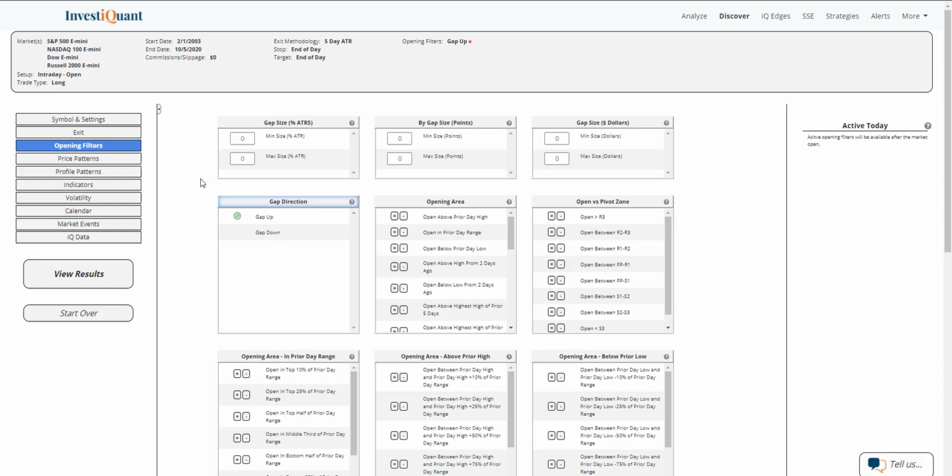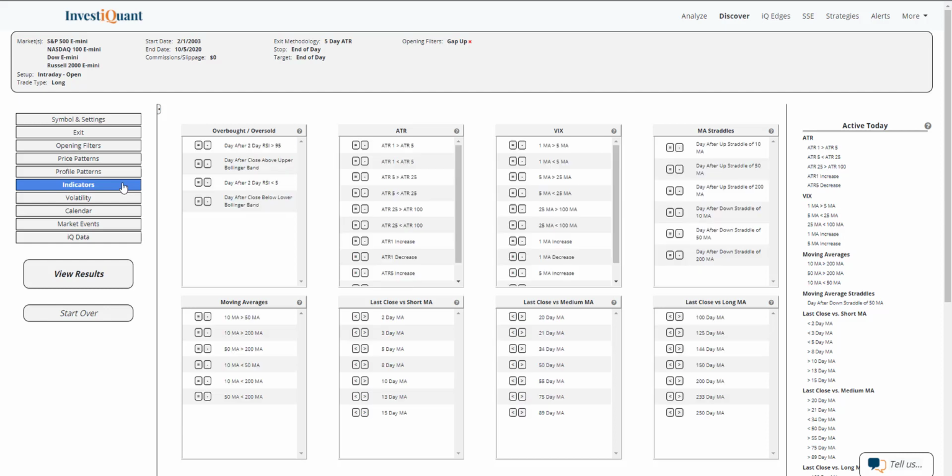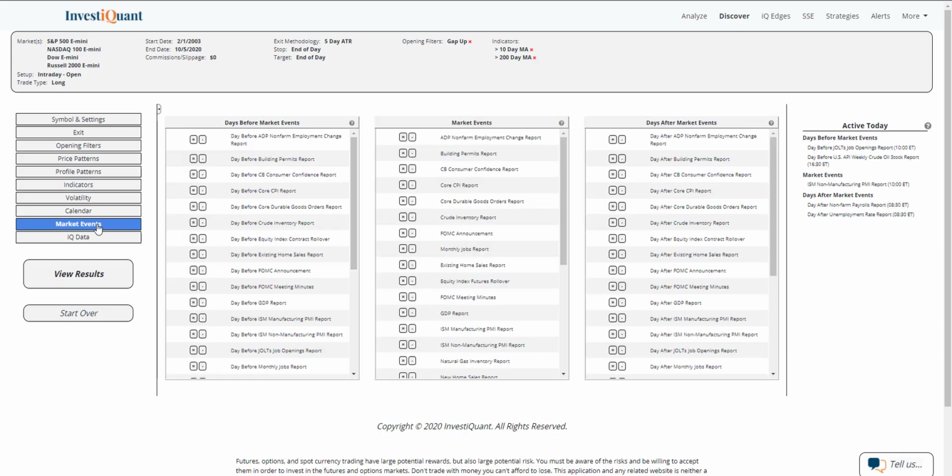Then I'm going to go into the indicators section, and I'm going to put us in a bullish environment. To do that, I'm going to say that we are above a 10-day simple moving average and above a 200-day simple moving average. And lastly, in the market events section, I'm going to say it is the day after the non-farm payrolls report. So in this section, you can test all of our different market events for the higher tiered market reports and events like options expiration day, that sort of thing. But you can also test the day before or the day after.